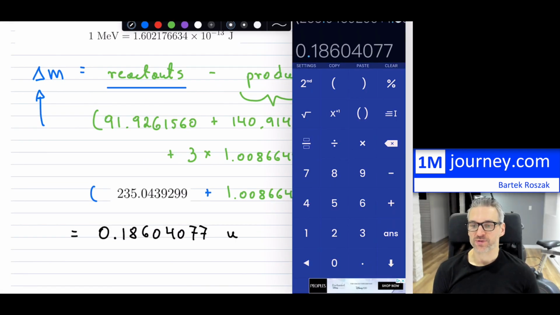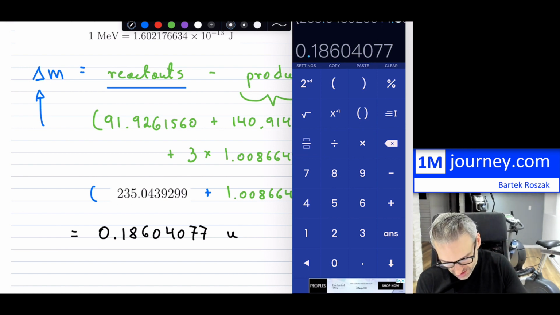So there you have it. Okay, so that's the difference. Now, if you had done products minus reactants, it would have been negative, and that would make sense because now it's the actual release of the energy that you would have. So this is just the mass.